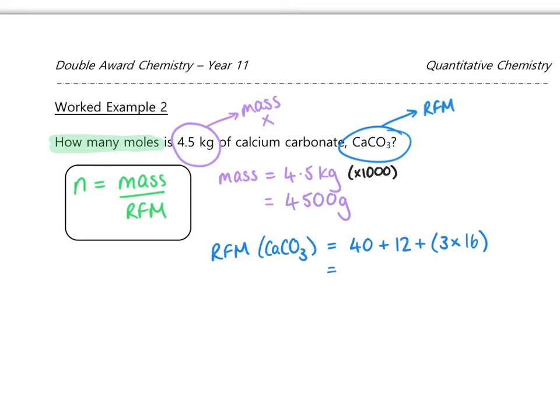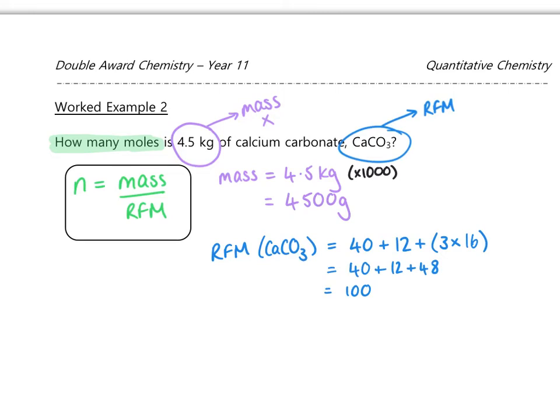If you'd prefer to do it out completely, doing 1 times 40, working out what that is, and then 1 times 12, and then adding them all up, that's fine. But if you're doing it this short way, just make sure you use brackets, because otherwise your calculation might go a little bit wrong. Okay, so if we were to put that into your calculator, or if you want to open the brackets out first, it's 40 plus 12 plus 3 times 16, which is 48. So our RFM is 100.